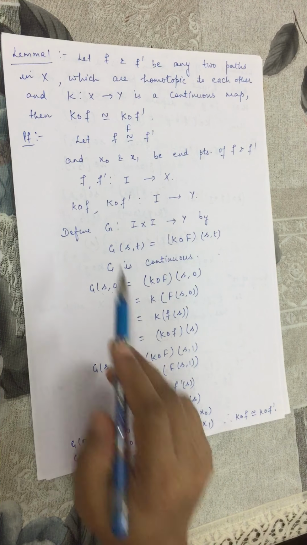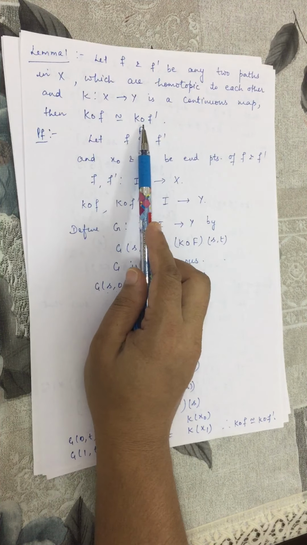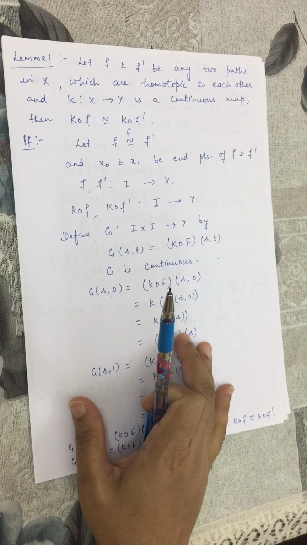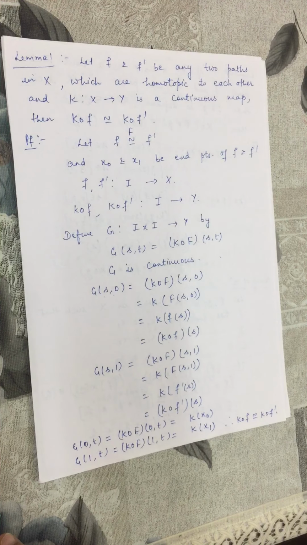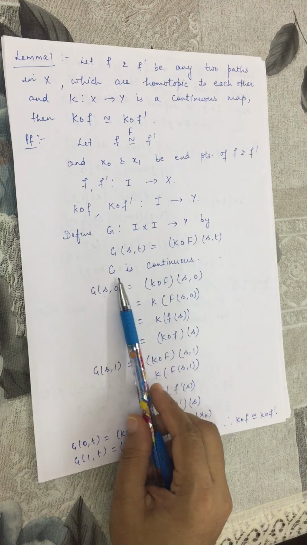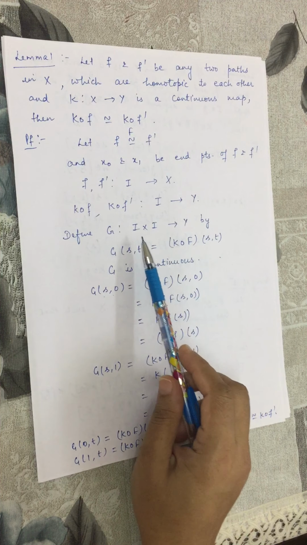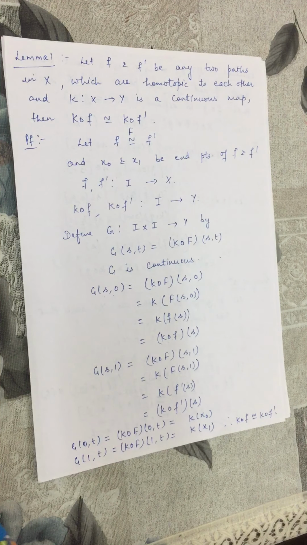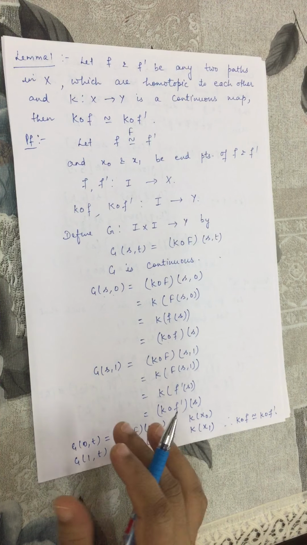So these two paths, k circle f and k circle f dash, are paths in space Y with the endpoints k x0 and k x1, and G is a continuous mapping from I cross I to Y satisfying all the requirements of being a homotopy between k circle f and k circle f dash. So the lemma is proved.